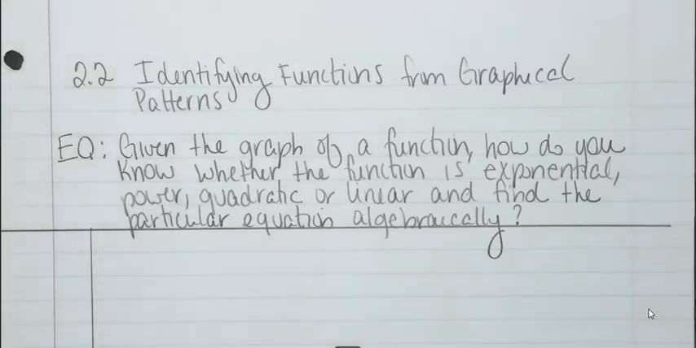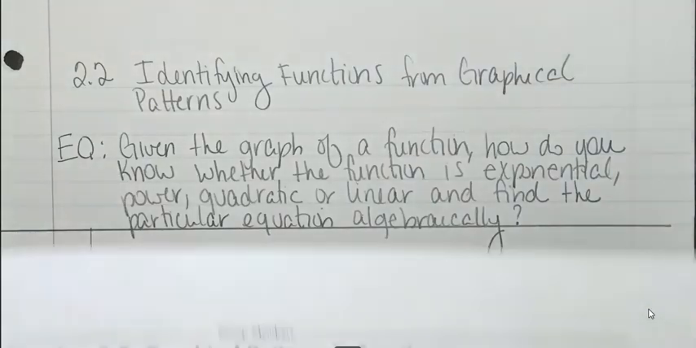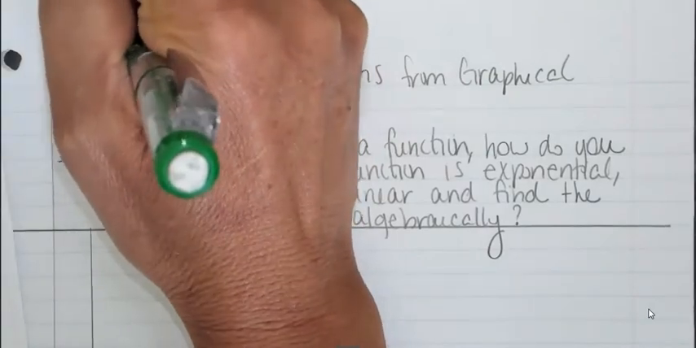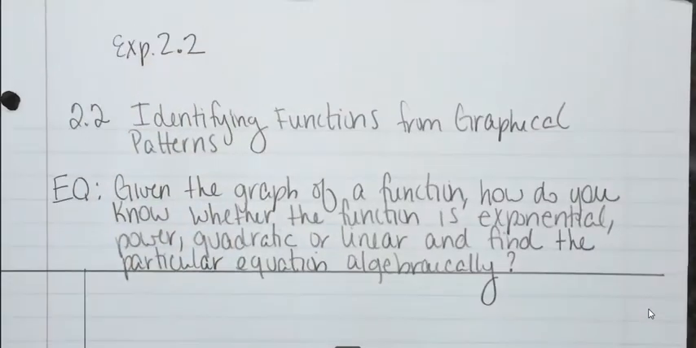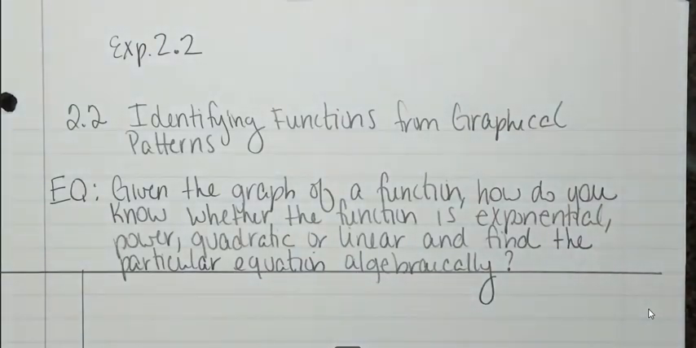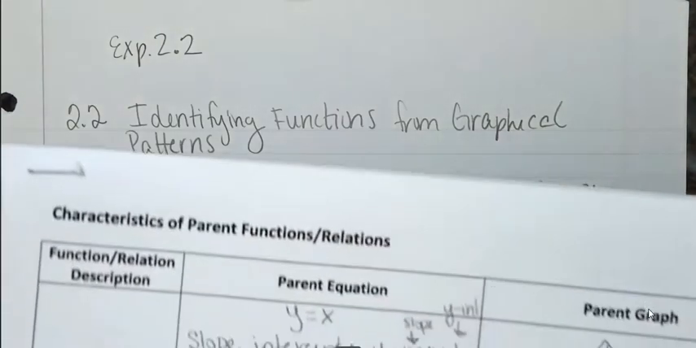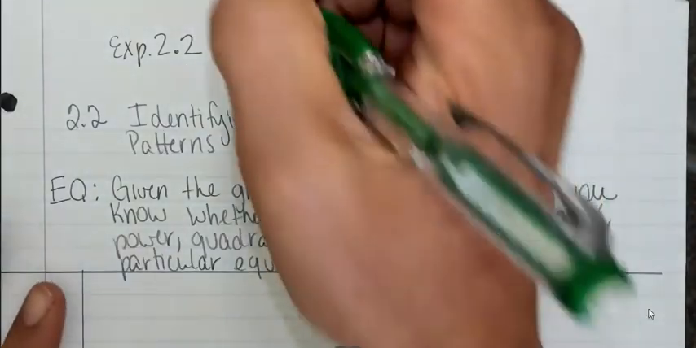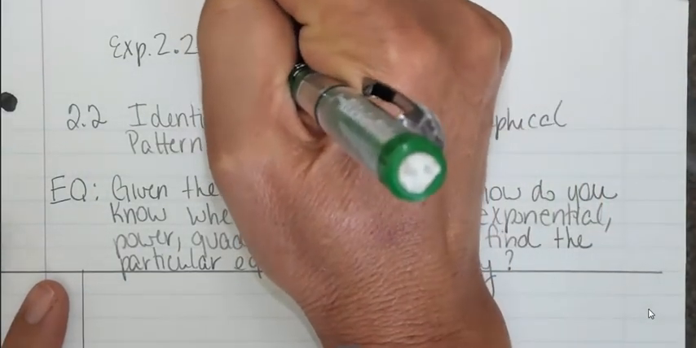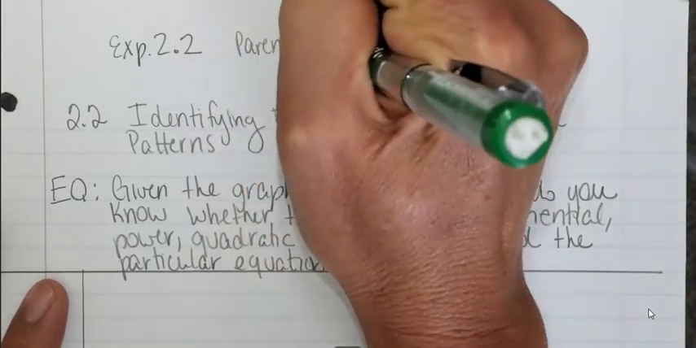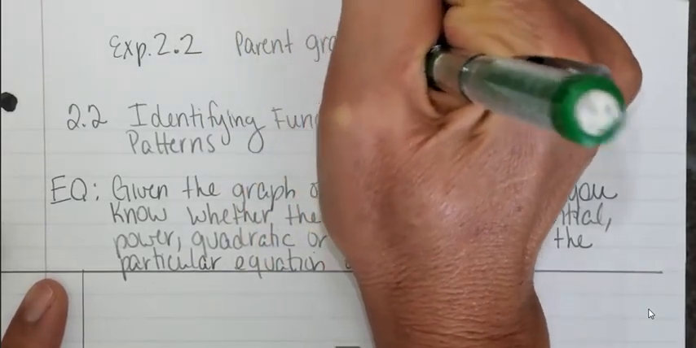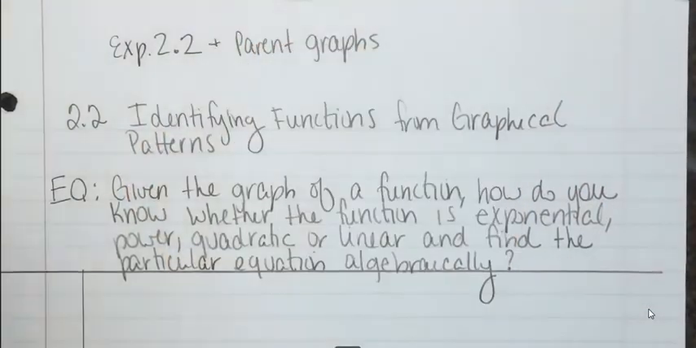All right, you're going to need a couple of things for this lesson. One of them is the 2.2 handout that I gave you. So you need Exploration 2.2. That needs to be part of what you have here. And then you're also going to need your parent functions or your parent graphs. Okay, so hopefully you have those with you. That's going to reduce a lot of extra writing. Okay, so we need these two things.